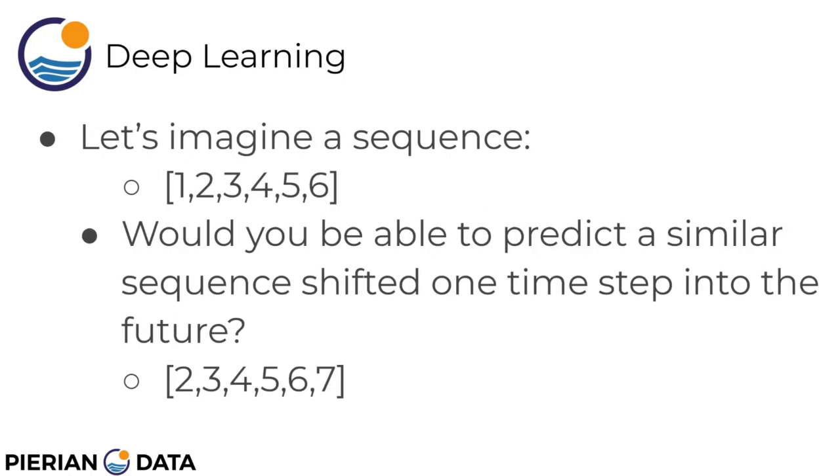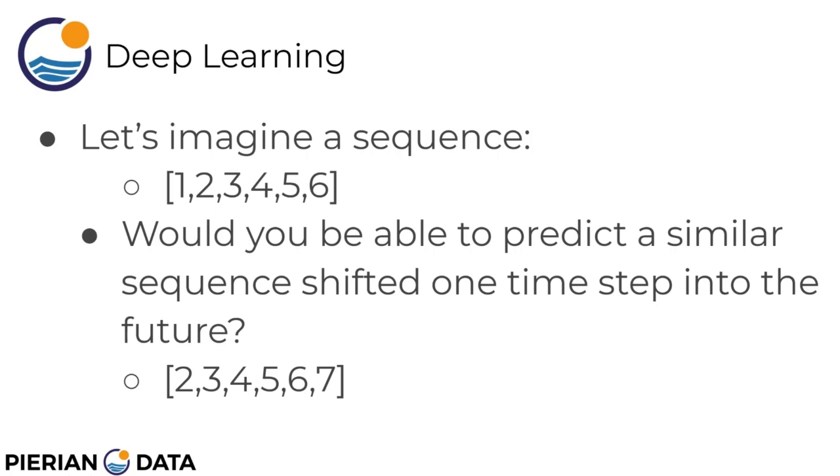So we can imagine something like a very simple sequence of 1, 2, 3, 4, 5, 6. And the question we're trying to answer is, would you be able to predict a similar sequence shifted one time step into the future? Now, if we're reading this as humans, it's probably easy to tell that the next number should be a 7, since it looks like the pattern is just add 1 as you go along. That may not be the correct pattern here, but it's a pretty reasonable pattern to assume. So we would probably then predict that the next sequence, shifted just one time step into the future with the same number of elements, would be 2, 3, 4, 5, 6, 7.